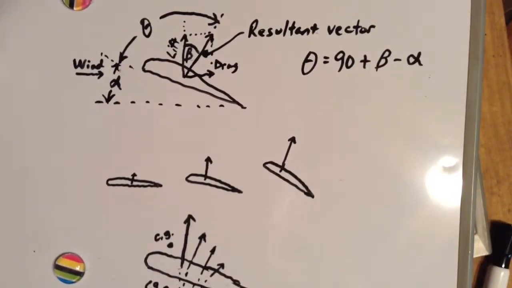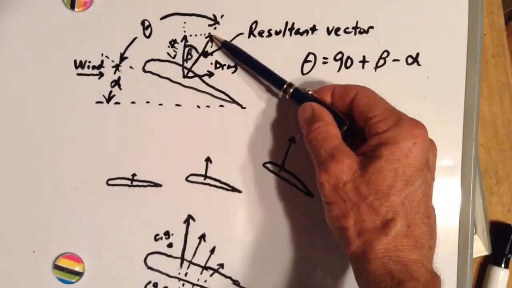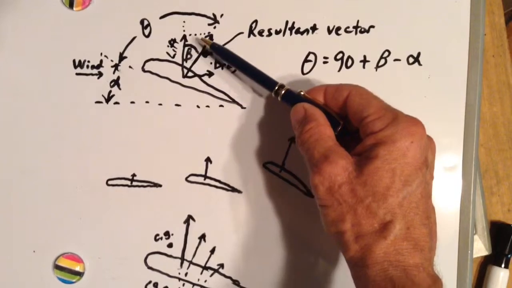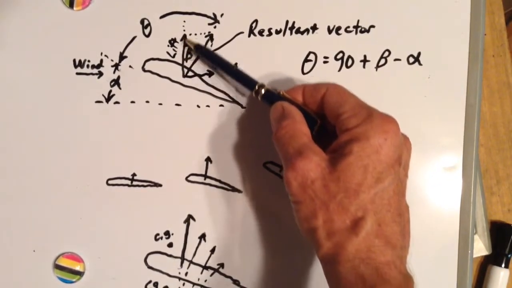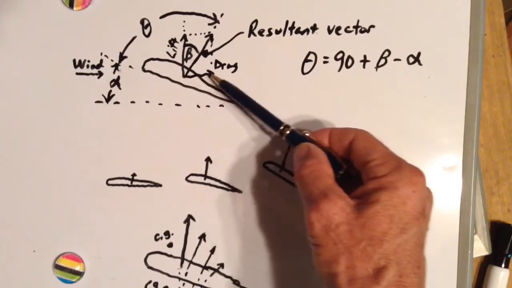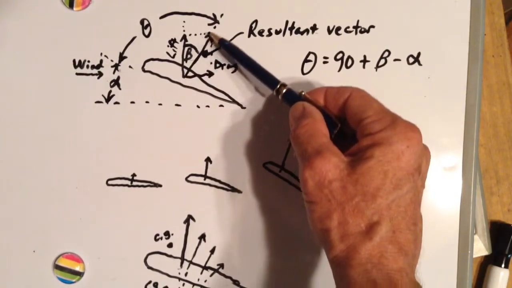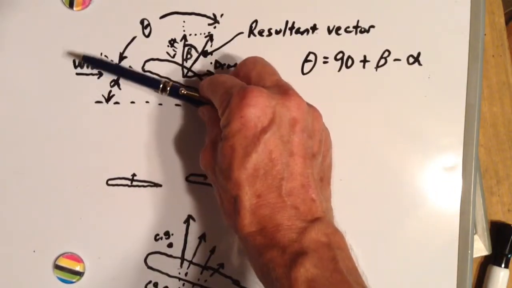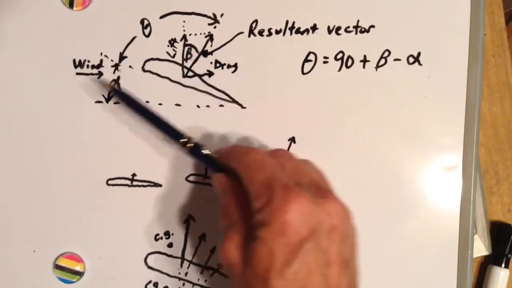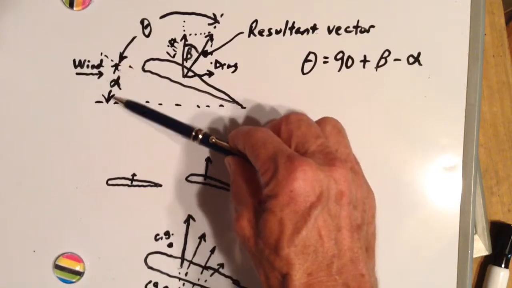In part 5 of the airfoil section of our aeronautical engineering course, we're going to look at how this resultant vector, this vector that results from having a vertical lift component and a horizontal drag component, acts as this angle of attack changes. Okay, this angle of attack, we'll call it alpha.